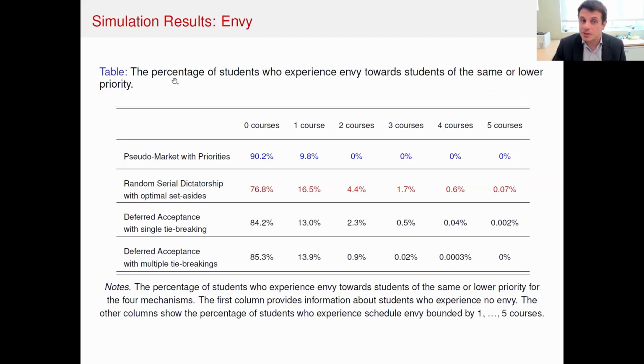Right? Now also the percentage of students who experience envy towards students of the same or lower priority. Well, first of all, for the pseudo market with priority mechanism, we confirmed envy not more than one course. If you drop some of the courses, no envy at all. And approximately 10% of students experience this envy. Much larger percentages for random serial dictatorship with optimal set-asides. As you can see, it's only around 77% who do not experience any envy. For deferred acceptance, this is a larger number, but you can see also some students experience envy after 5 courses. They really like some courses, and then you need to drop all 5 in order to experience no envy. So this is exactly the situation with Anne and Betty that I talked about in the beginning, where Anne got all the popular courses and Betty got none.